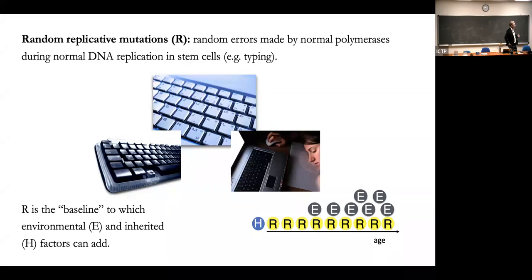And then, of course, if we expose our bodies to environmental exposures, then we accumulate more, which is the green dots. Okay. So I call these normal replicative mutations the R factor, for replicative mutations. And so the question is, how important are these replicative mutations? Because everyone thought that they were not important at all.